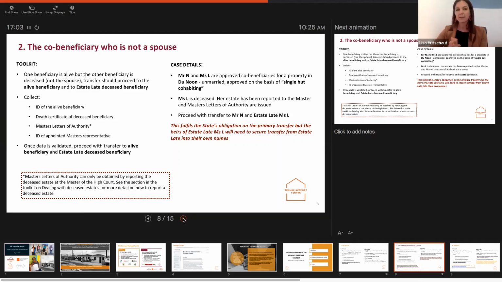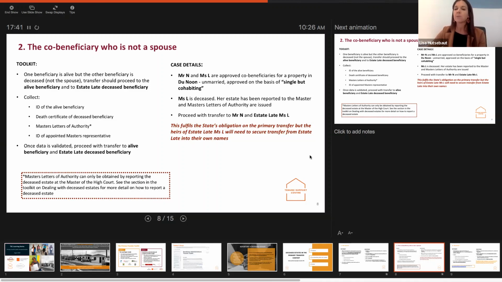So we had a couple, Mr. N and Miss L, who were approved co-beneficiaries for a property in Dunoon in Milnerton. They weren't married, so they were approved on the basis of single but cohabiting. Miss L then passed away, and her estate has already been reported to the master. Her family was very on the ball, and they went and reported the estate. They've had master's letters issued. And so in this scenario, the city can proceed with transfer to Mr. N as the alive beneficiary and to the estate of Miss L as the deceased beneficiary.